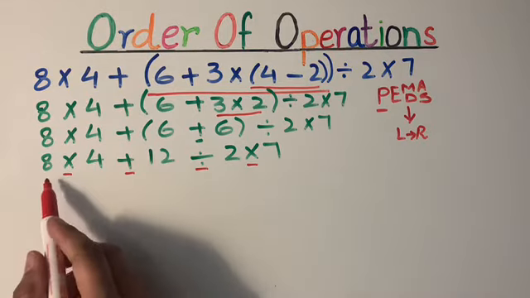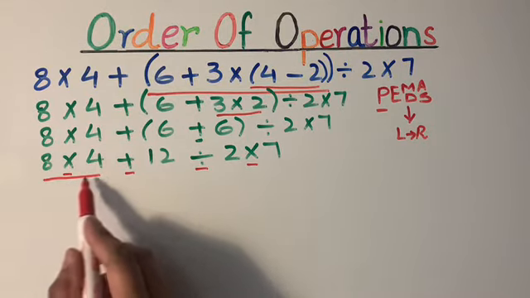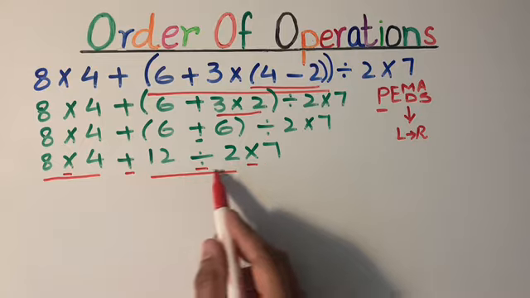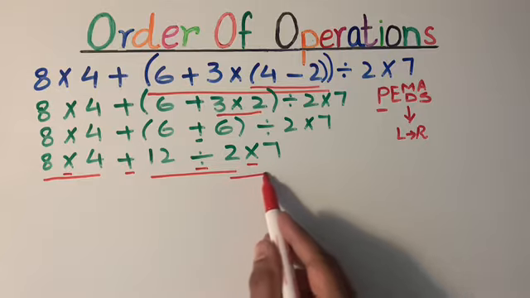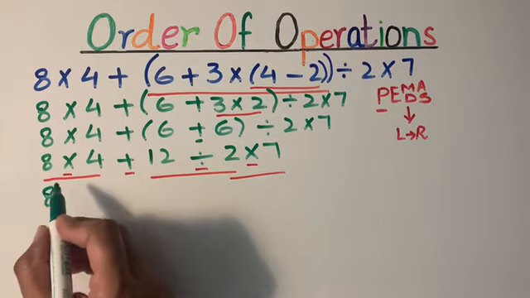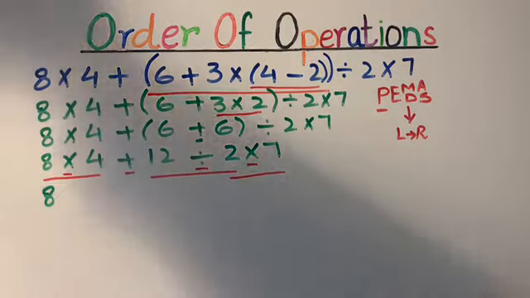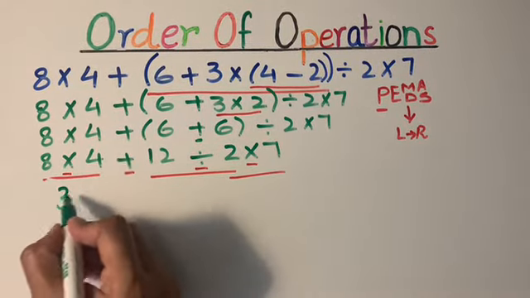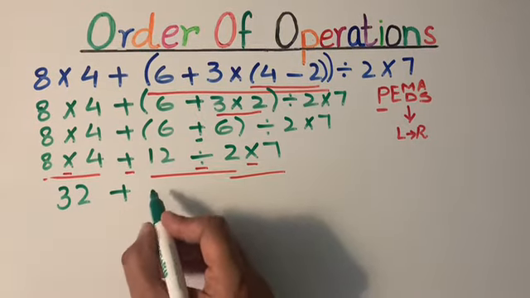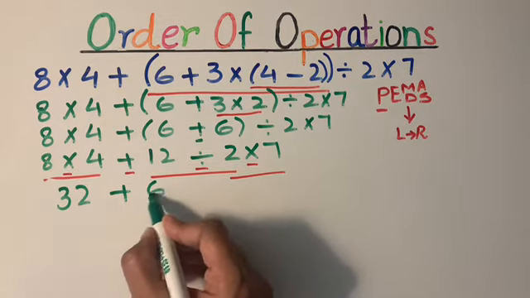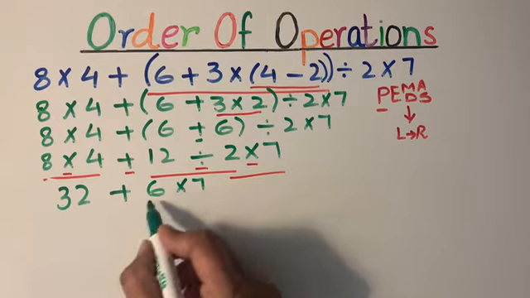Okay, so on our left side we have multiplication, so we'll solve this part first, then we'll move on to division, because division is on our right side. So let's see. 8 times 4. First we'll have to solve this. So 8 times 4 is 32. Plus will be as it is. Now comes division's turn. 12 divided by 2 is 6. And we'll solve this later.